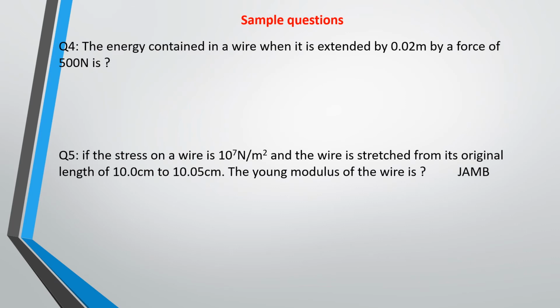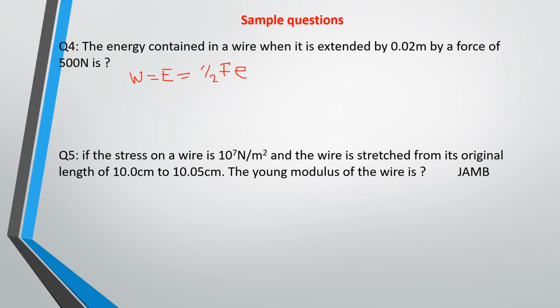Here I have two questions, question number 4 and 5. The first one says the energy contained in a wire when it is extended by 0.02 meter by a force of 500 newtons is what? This is a JAMB question actually. We said that energy is equal to work done, and that is equal to half F e.